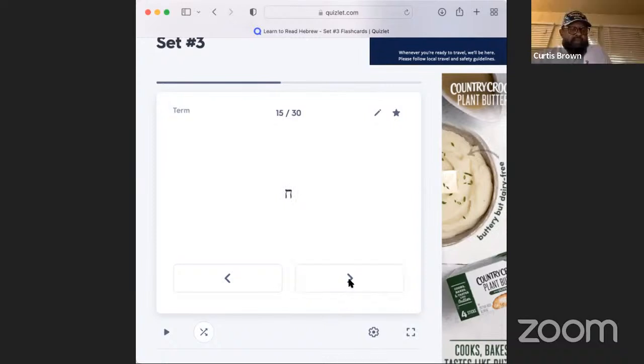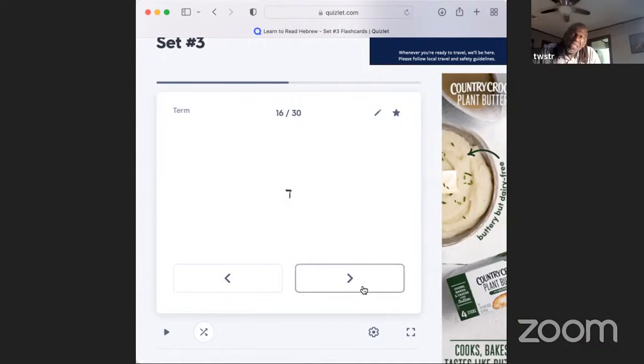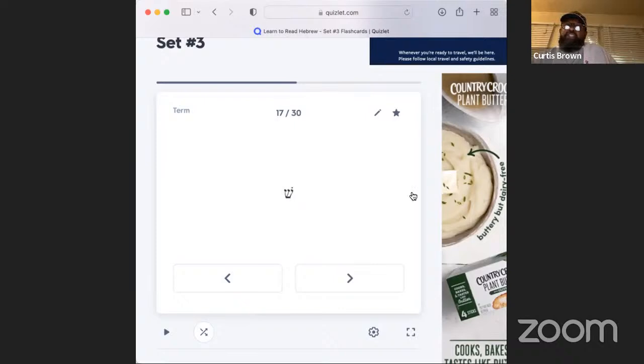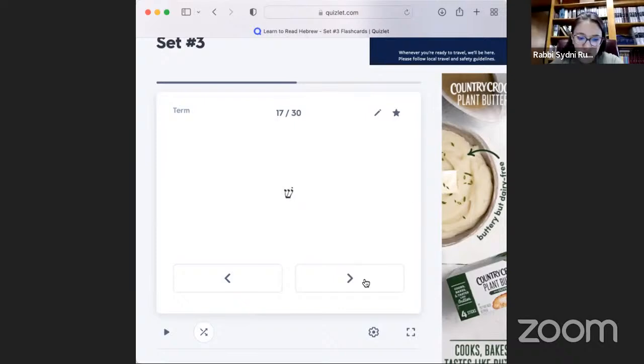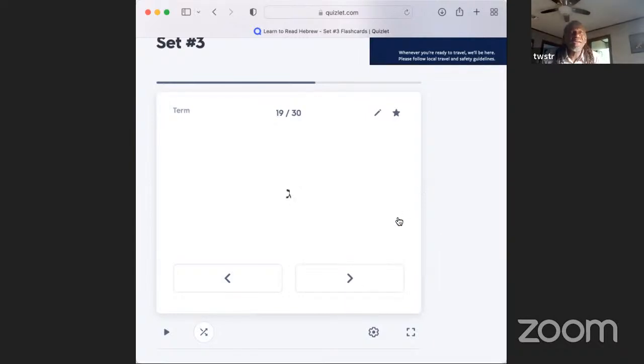Is that a chet? That is a chet. Nice. Is that a dalet? It is a dalet. Okay. That is a shin. That is a sin. Gimel. Great.